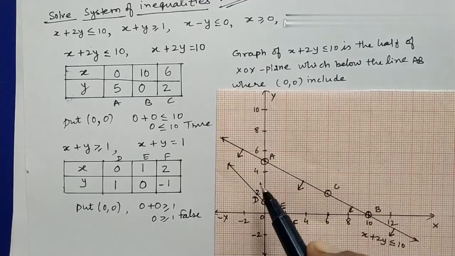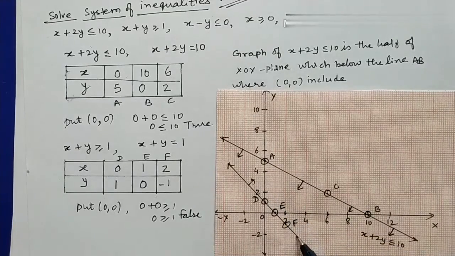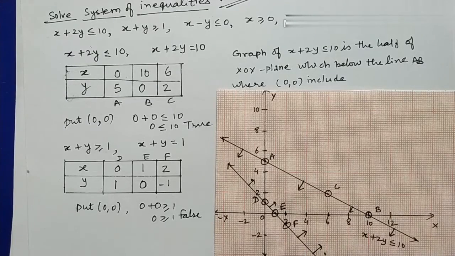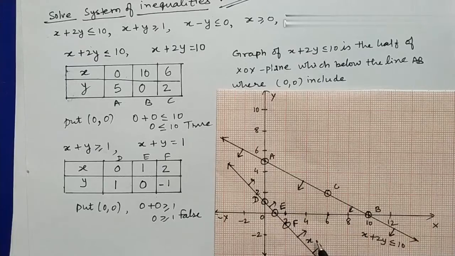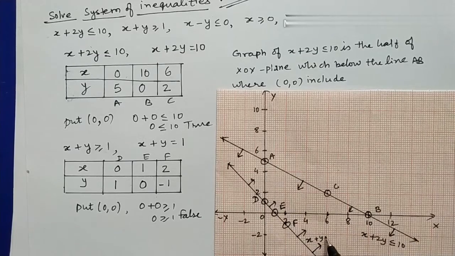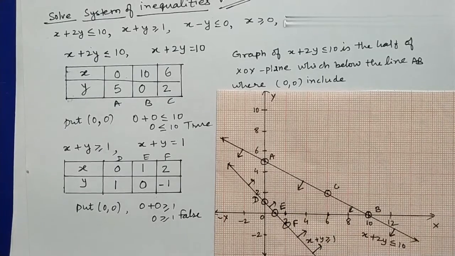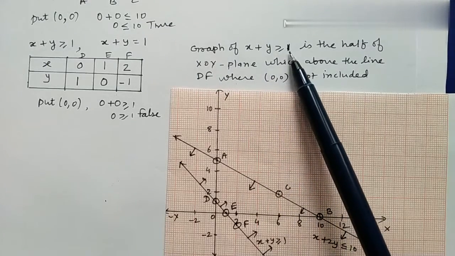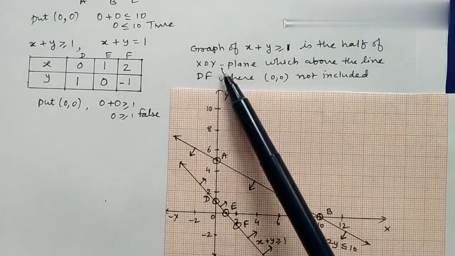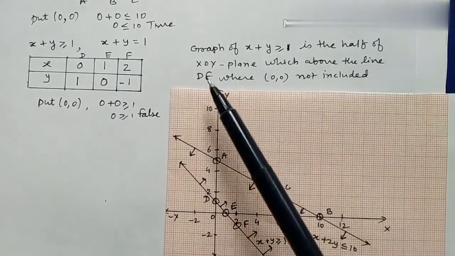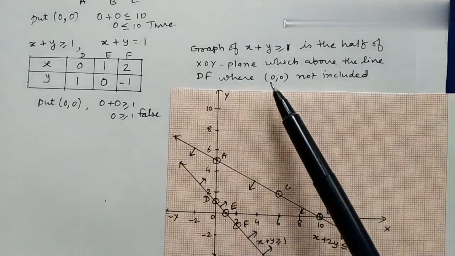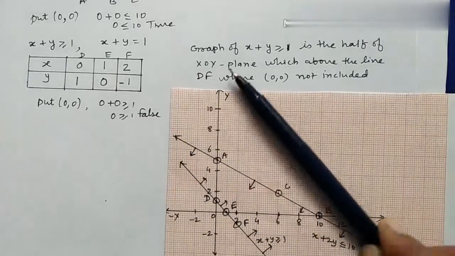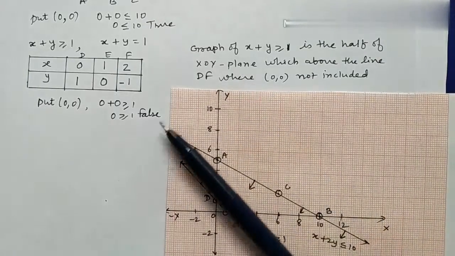Look here, this line we get, and it is false. False means we will not take the region that includes 0, 0; we will take the opposite side of this line. Here we can write that x plus y greater than or equal to 1. Look here, all of you, the graph of x plus y greater than or equal to 1 is the half of the xy plane above the line DF, where 0, 0 is not included. In this region 0, 0 is not included, so we take above the line. Okay.